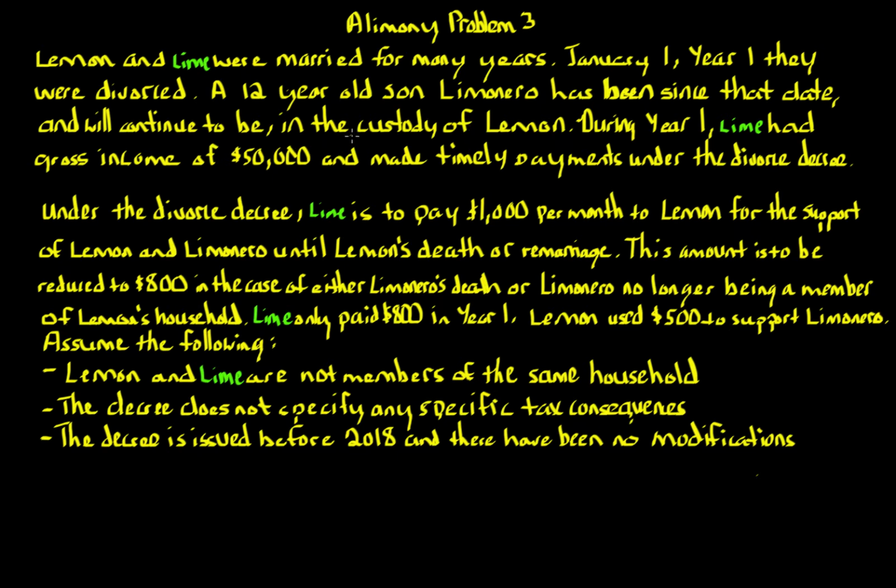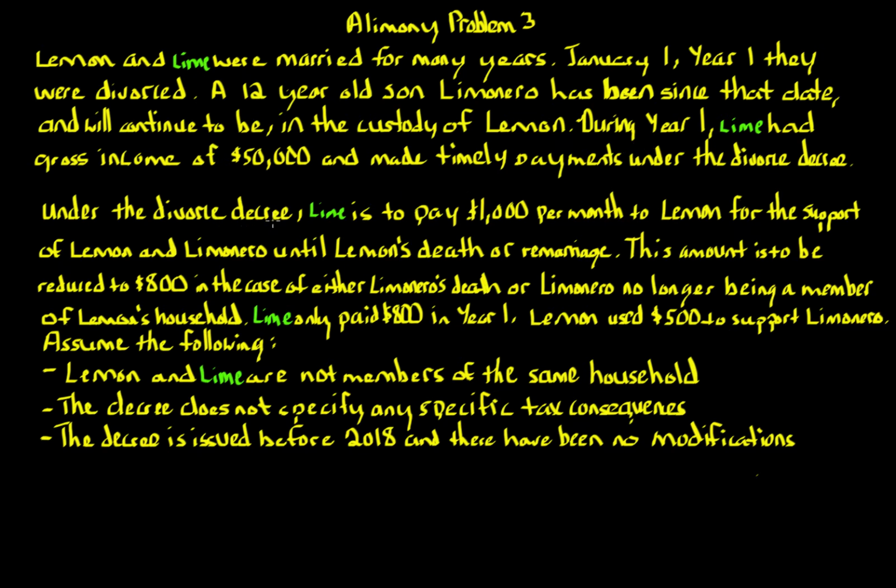Lemon and Lime were married for many years. On January 1st of year 1, they were divorced. They had a 12-year-old son named Limonero, who, since January 1st, year 1, the date of the divorce, has been living with Lemon and in Lemon's custody. During year 1, Lime had gross income of $50,000 and made timely payments under the divorce decree.